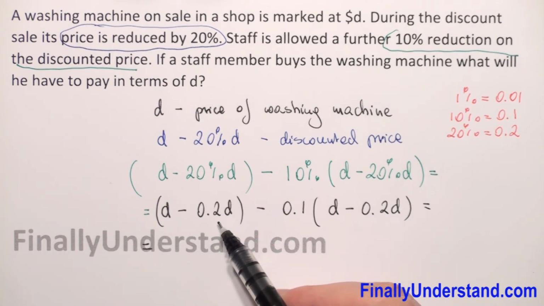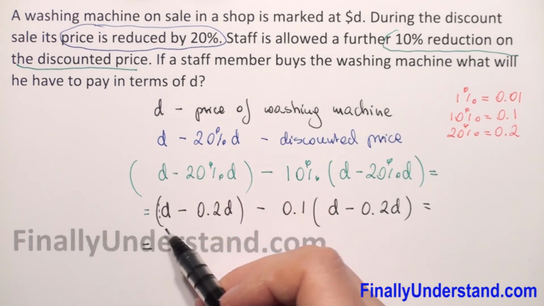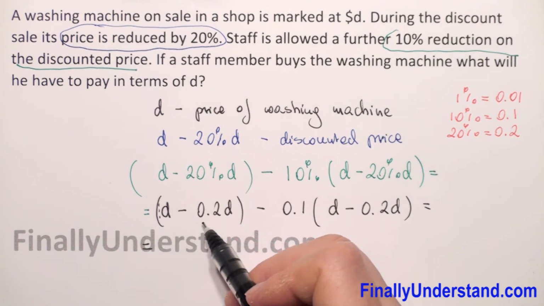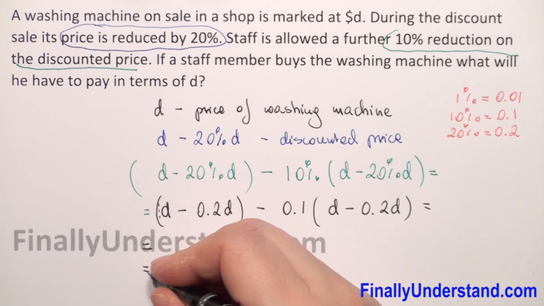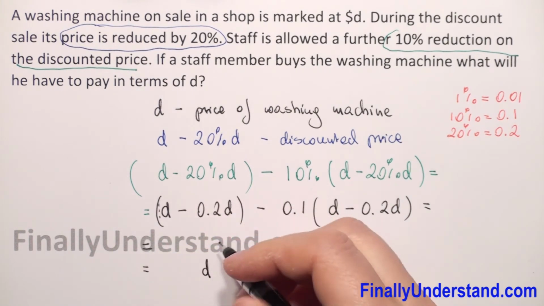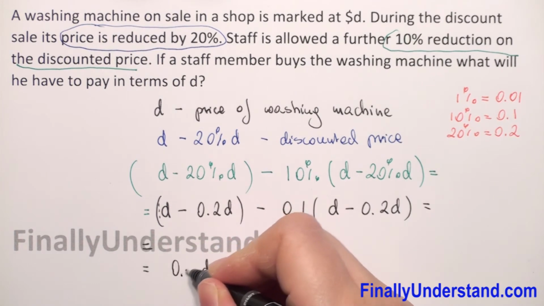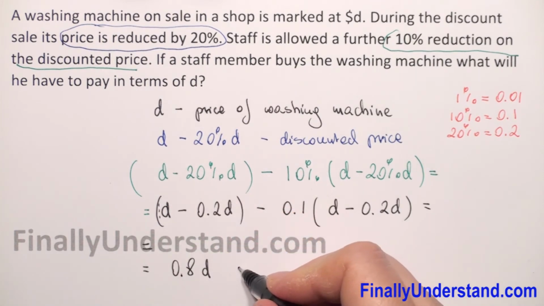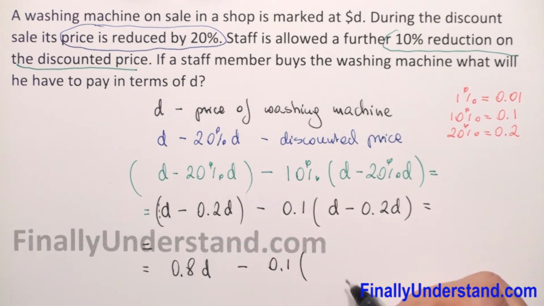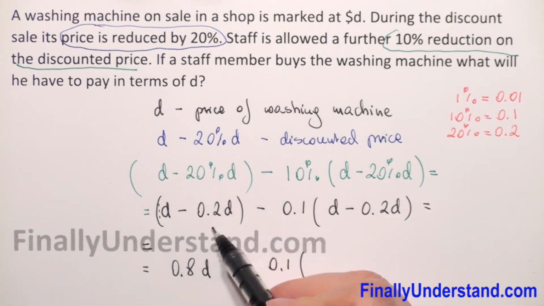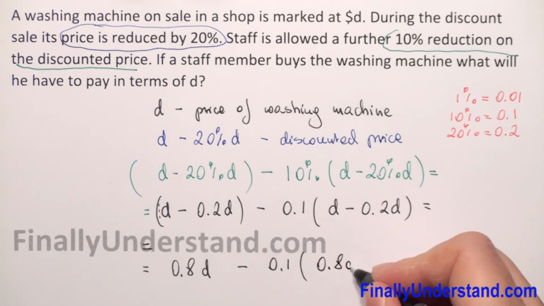So this is equal D minus 0.2 D. When we don't have a coefficient, it's always an invisible 1. So we have 1 D minus 0.2 D. We always copy the variable D, and we have 1 minus 0.2 is 0.8. D we copy, minus 0.1, and in parentheses we have the same as at the beginning: D minus 0.2 D is 0.8 D.